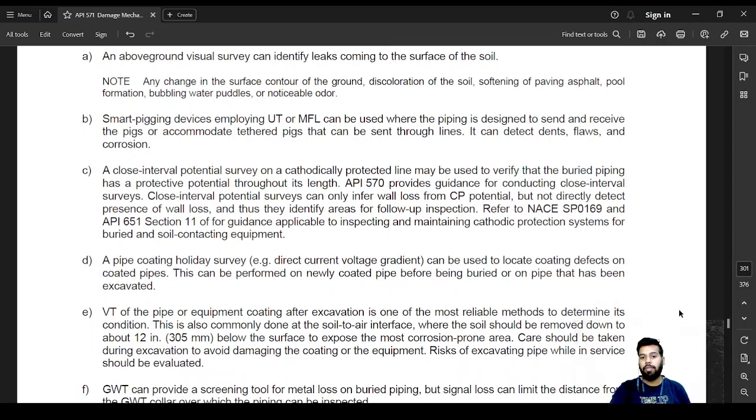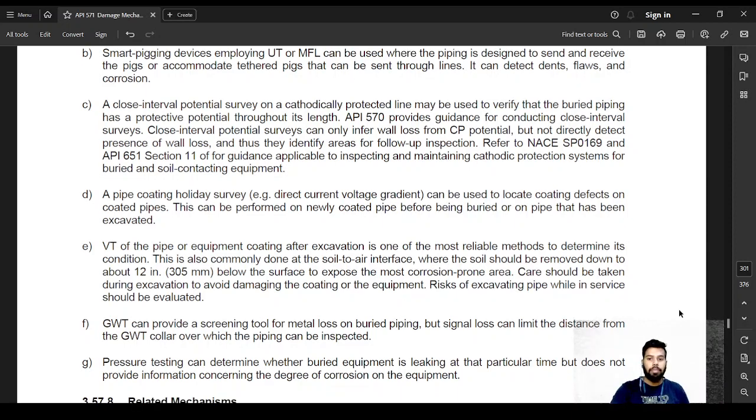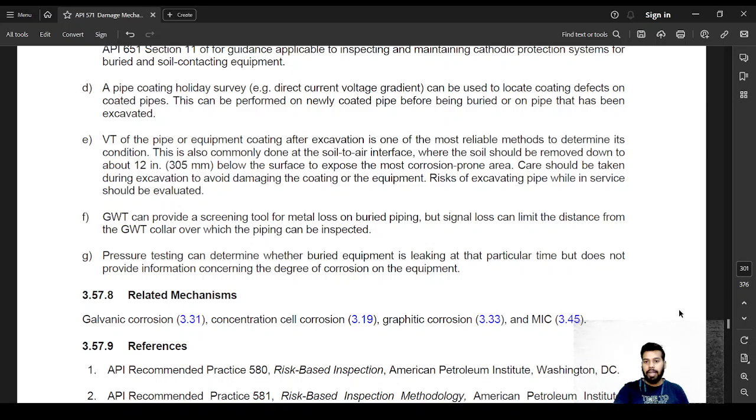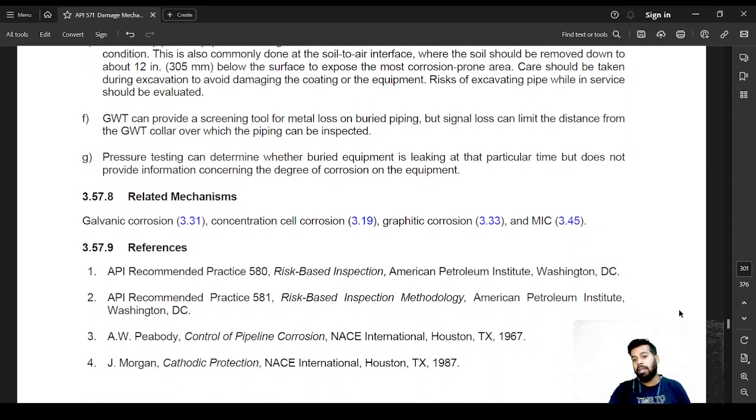A close interval potential survey on the cathodic protected line may be used to verify that the buried piping has a protective potential throughout its length. API 570 provides you the basis on how to conduct this survey. Piping coating holiday survey can be done. VT of the pipe can be done after excavation. Guided wave examination can also be done, and pressure testing can also be done, but it will not tell you how much corrosion has happened. It will tell you if the corrosion is so much that it will facilitate leaking, or if your pipe is able to sustain the pressure that it is designed for.